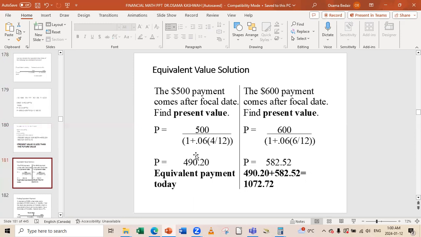Then we'll add the first present value plus the second present value to give me the total present value, which is 1072.72. Thank you.